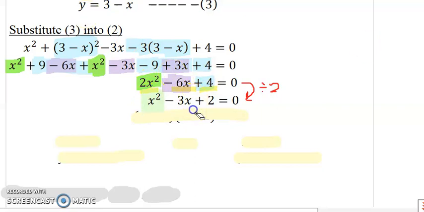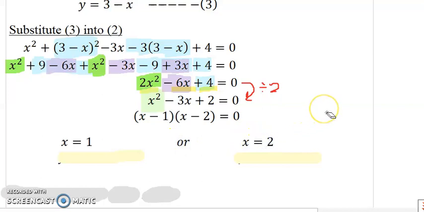As a result, we factorize. We have x minus 1 multiplied by x minus 2 equals 0. From these factors, we find that the two possible x values are, the first one, x equals 1, or the second one, x equals 2. Now we have found the x coordinates. These are the x coordinates of the points of intersection.